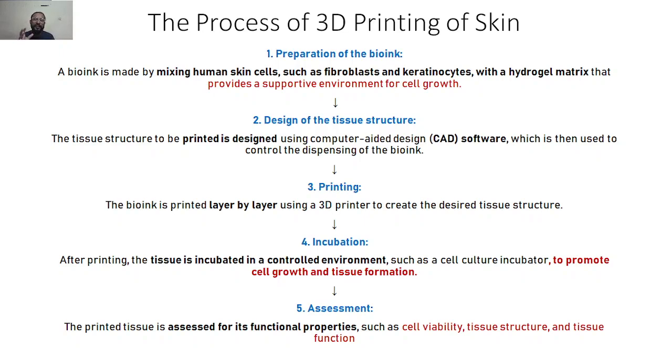Now this hydrogel matrix acts as a heterocellular matrix, like what was acting in the ear and bone structure. So here we are having the hydrogel matrix and cells. What are those cells? Fibroblasts and keratinocytes. These are the cells which are present in the skin. So you have prepared the bioink now.